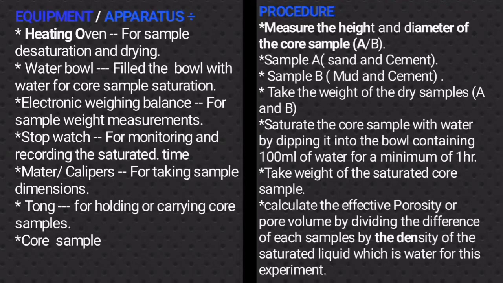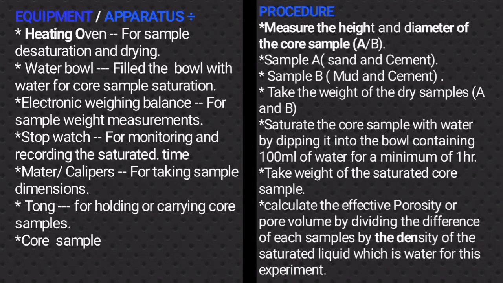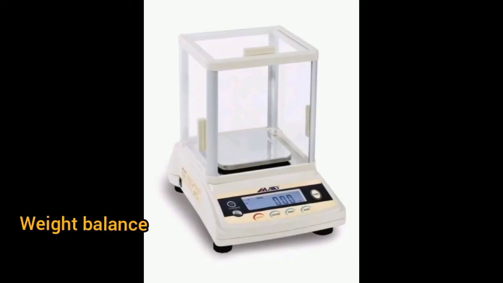Equipment and apparatus. We make use of a heat oven. The heat oven helps to dry the core samples. Next is the water bowl. In the bowl is where the samples will be soaked with water. Next is the electric weighing balance, which is used to measure the weight.